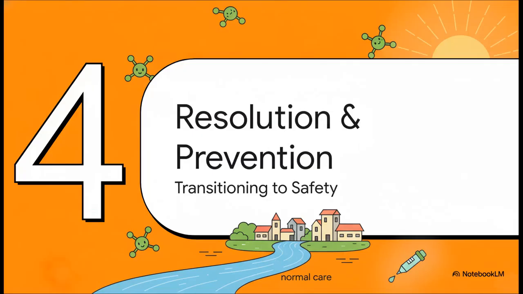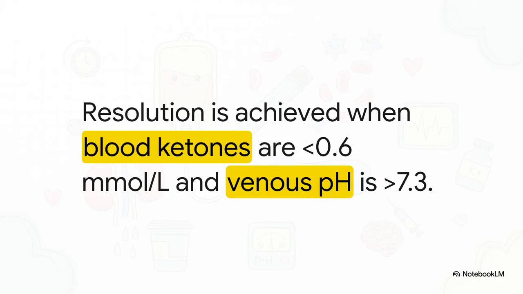We're now at the final phase of our protocol. The crisis is resolving, and our focus shifts to resolution and prevention, confirming the DKA is over and planning the safe transition back to normal care. So how do we declare victory? We don't guess. We have clear, objective biochemical goals. Resolution is officially achieved when blood ketones have fallen below 0.6 millimoles per liter and the venous pH has normalized to above 7.3. Once we hit these numbers, we know the metabolic storm is past, and we can safely transition off the IV insulin infusion and back to the patient's regular subcutaneous insulin regimen.